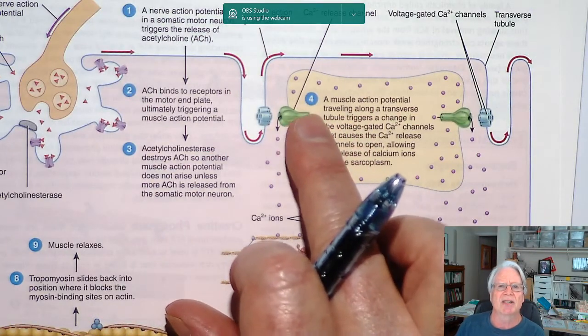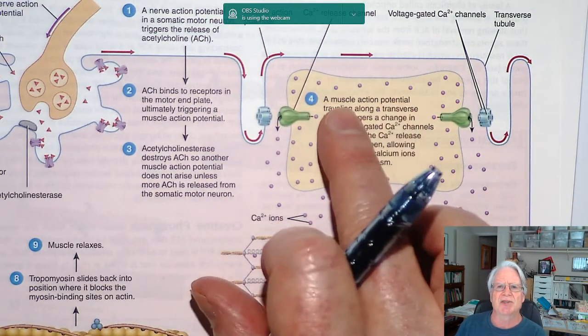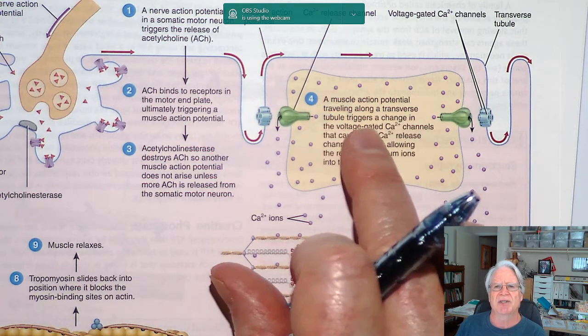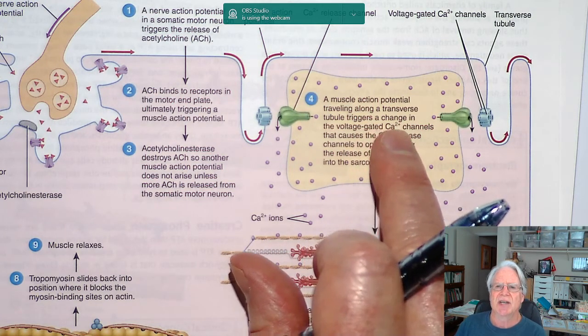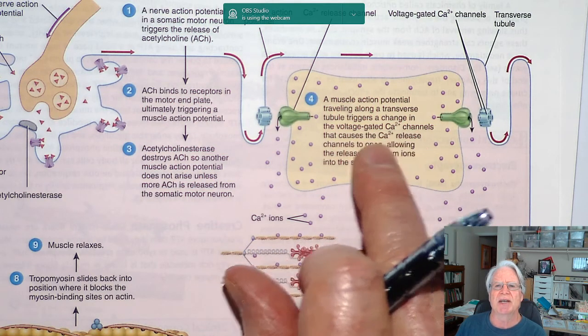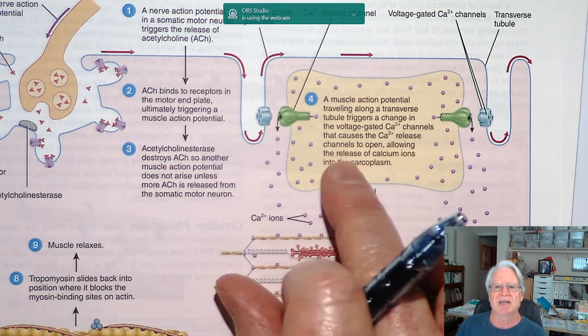That's seen right here. A muscle action potential traveling along a transverse tubule triggers a change in the voltage-gated calcium channels that causes the calcium release channels to open, allowing the release of calcium ions into the sarcoplasm.